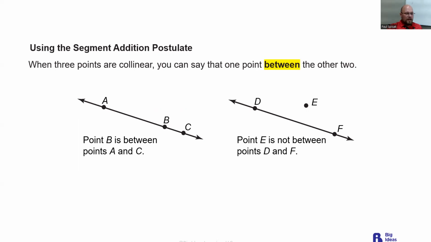It's not in the middle. It's between them. On the other one, you can say that E, which is off of the line, is not between D and E. So again, even though it's on the way, you can't use the word between there because E is not on the same line.